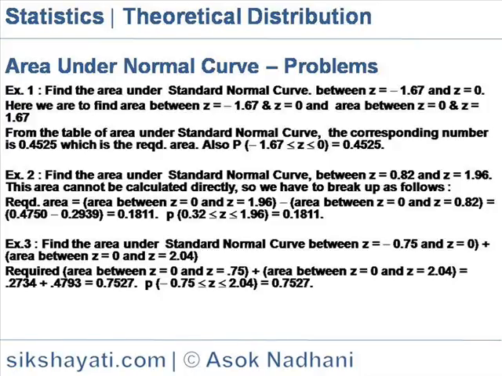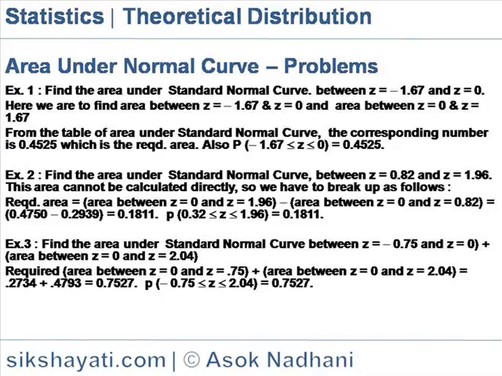Required area is equal to area between z is equal to 0 and z is equal to 1.96 minus area between z is equal to 0 and z is equal to 0.82 is equal to 0.4750 minus 0.2939 is equal to 0.1811. So P 0.82 is less or equal to z is less or equal to 1.96 is equal to 0.1811.